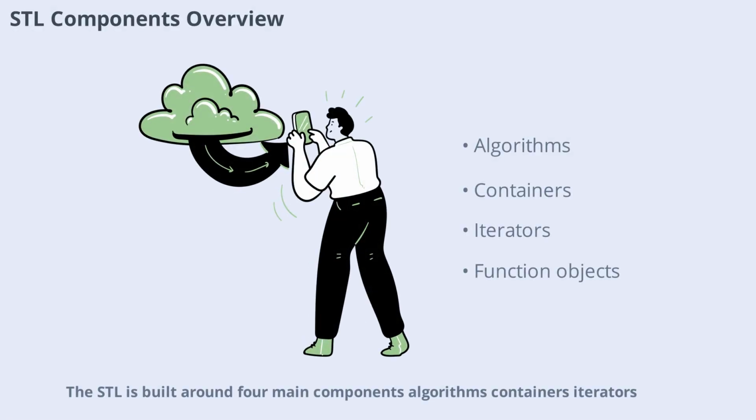The STL is built around four main components: algorithms, containers, iterators, and function objects. Algorithms are functions that operate on containers, performing tasks like sorting and searching. Containers are data structures that store objects, such as vectors and lists. Iterators provide a way to traverse containers, and function objects allow you to customize algorithm behavior. By combining these components, you can build powerful and efficient C++ programs.